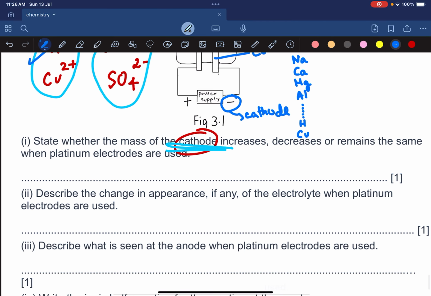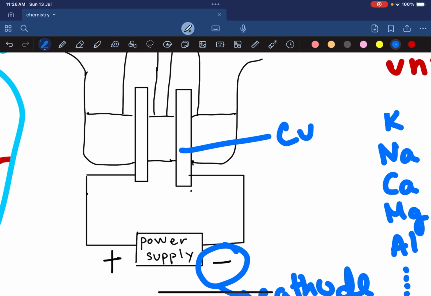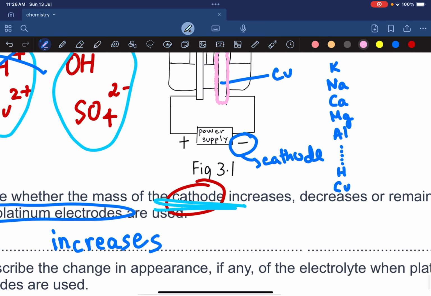Okay, so state whether the mass of the cathode increases, decreases, or remains the same when platinum electrodes are used. Obviously it's going to increase. Why is it going to increase? Because copper is a metal. Copper is going to be deposited on the cathode. This is your cathode, negative cathode. Over here you're going to form copper metal. This is not the exact color of the copper metal, I'm sorry for this, but you're going to form it something like this. Around your cathode it's going to be deposited, so it definitely increases.